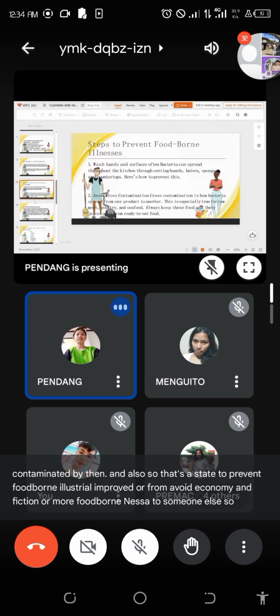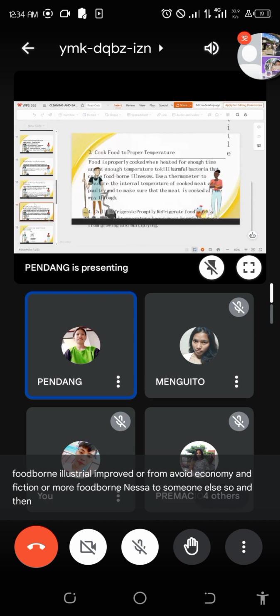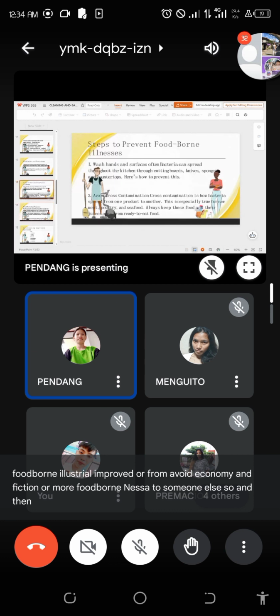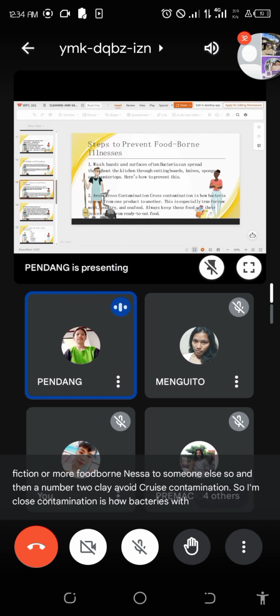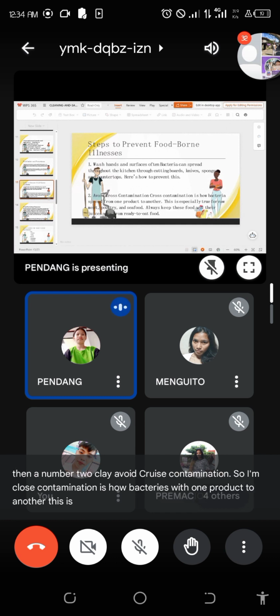So, and then, number two is avoid cross contamination. Cross contamination is how bacteria spread from one product to another. This is especially true for raw meat, poultry, and seafood. Always keep these foods and their juices away from ready-to-eat food.